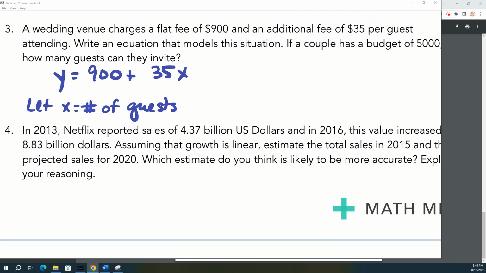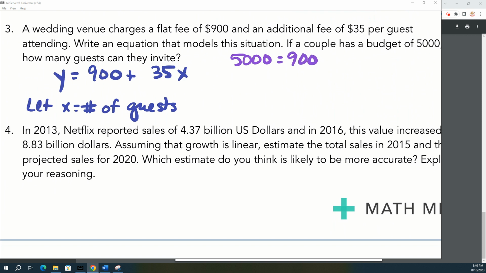All right, so let's say a couple has a budget of $500 they can spend on this venue. How many guests can they invite? So would you put 500 in for X or Y? Y. It'd be pretty bad if it was 500. They couldn't even pay the base price.